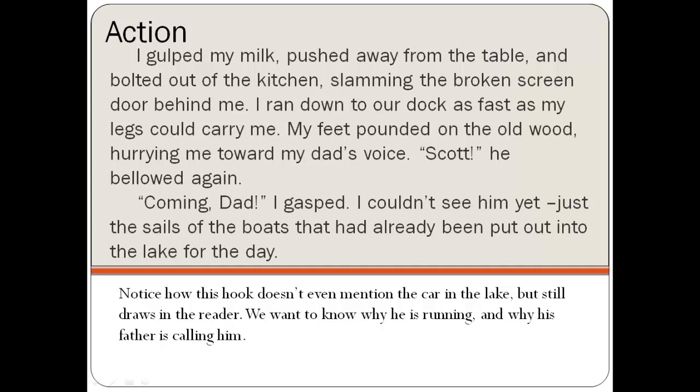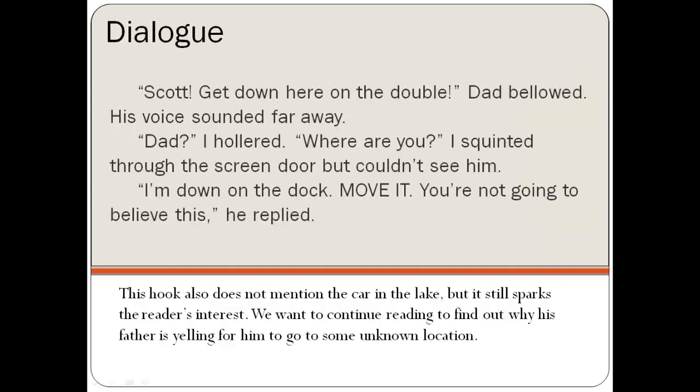Notice how this hook doesn't even mention the car in the lake, but it still draws the reader in. We want to know, why is he running? And why is his father calling for him? So let's look at the same beginning, but with dialogue this time.